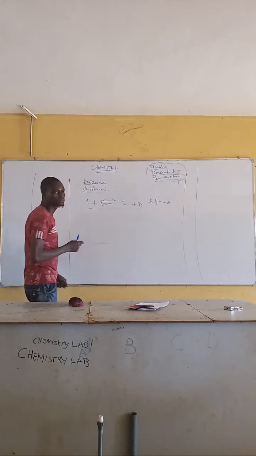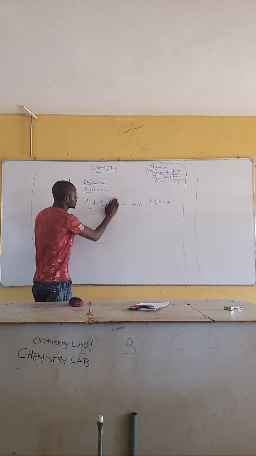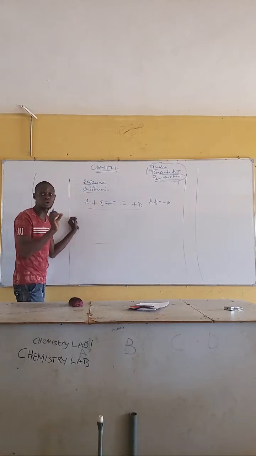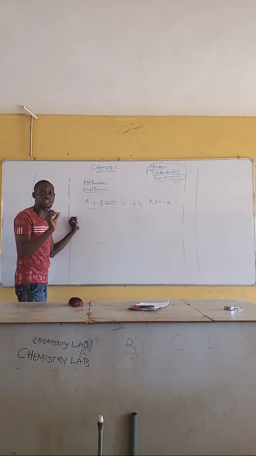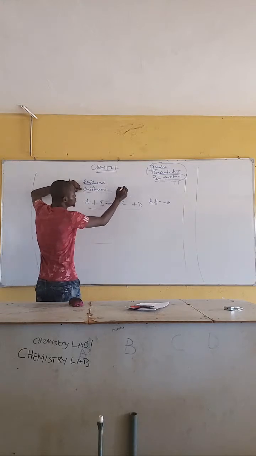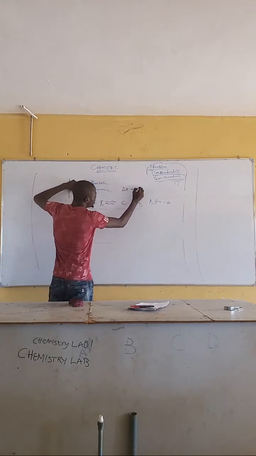Now let me show you something here. We can determine if a reaction is exothermic or endothermic. For exothermic, it simply means change H must be negative. And for an endothermic reaction, it simply means change H must be positive.